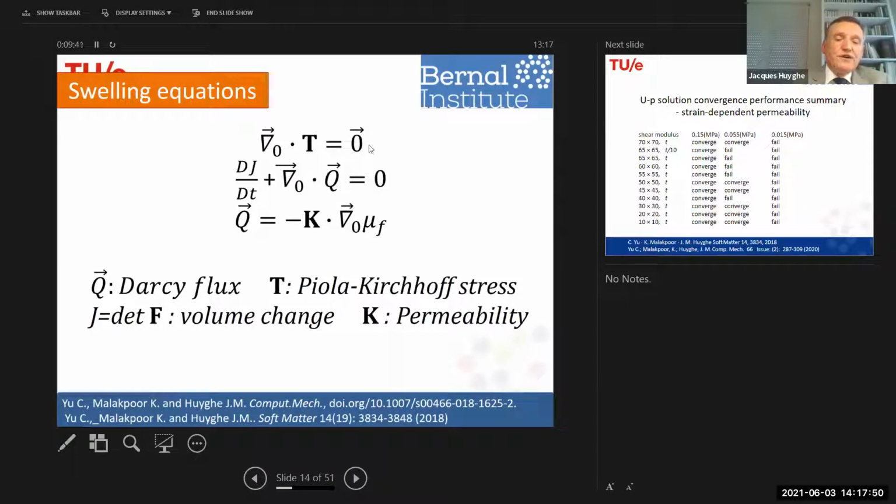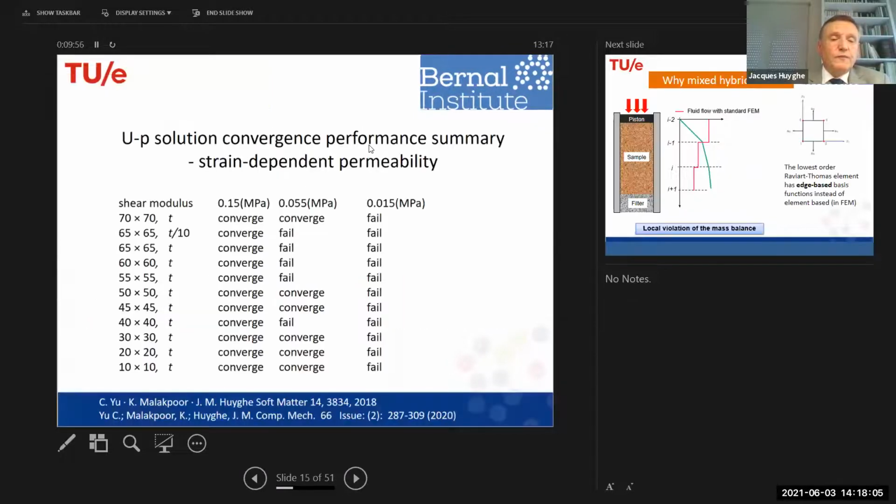We have as first equation on top, the conservation of momentum. Second equation is conservation of mass. And third equation is Darcy's law relating flux to gradient in chemical potential. Now, if we put these equations into standard finite element codes, such as Abaqus and others, we are very disappointed as soon as we go to very low stiffnesses.